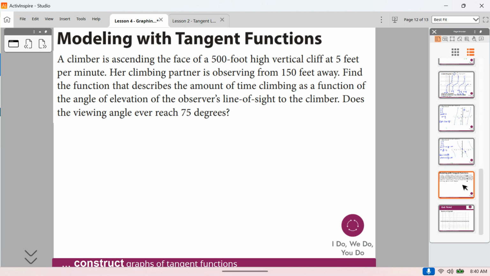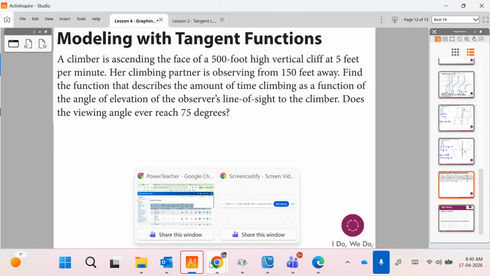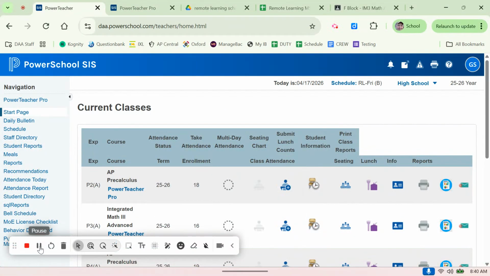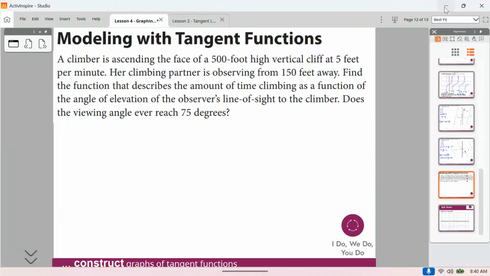All right, I'm recording today, so I'm going to press on so I finish the video. All right, so what we need to do is we've got, it's 500 foot high, we're going up at 5 feet per minute, somebody standing 150 meters away. So if we describe the viewing angle, tan theta would be opposite over adjacent. So that would be the height that the person is currently at, and the adjacent is 150.